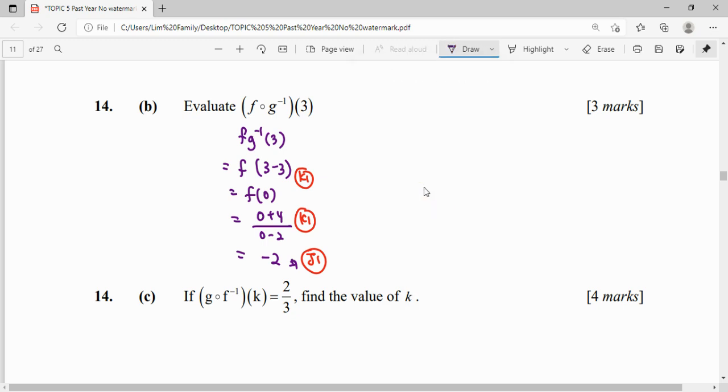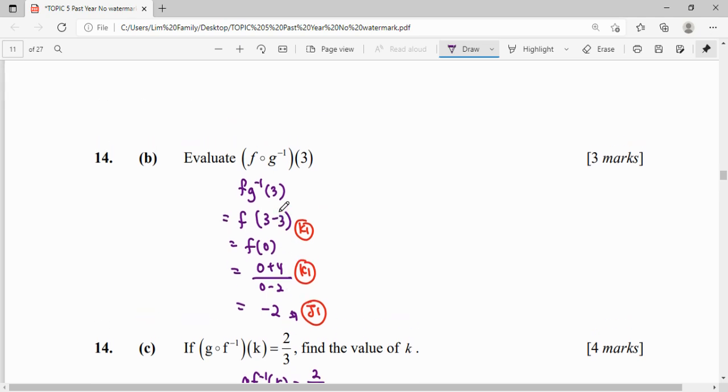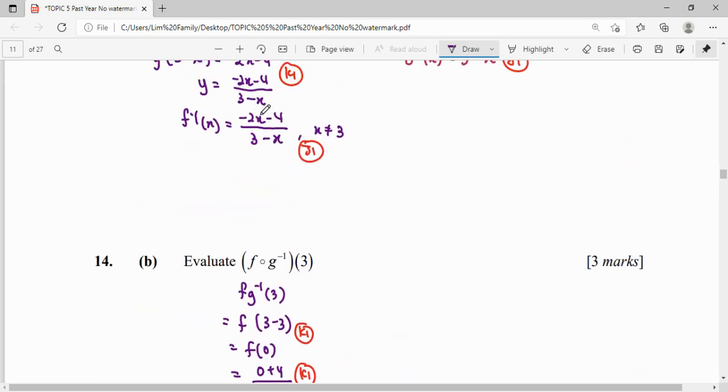Then continue to question C. They give us the composite function g f inverse of k equals 2 over 3, and ask us to find what our k value is. So from here, we will substitute the k into our f inverse, which is equal to negative 2k minus 4 over 3 minus k.